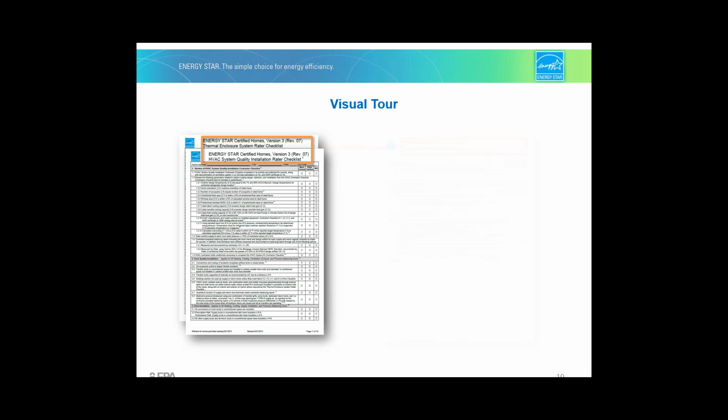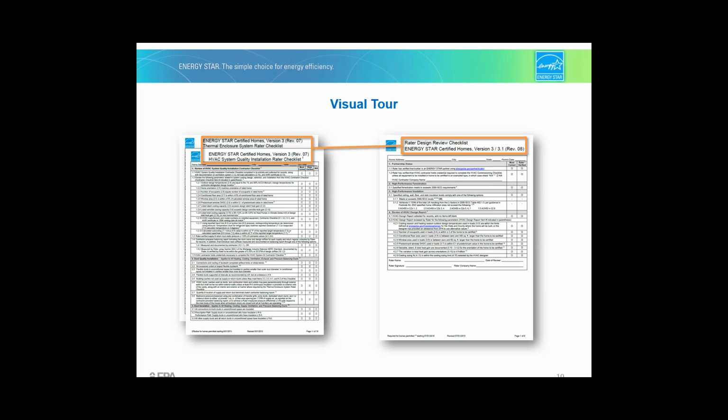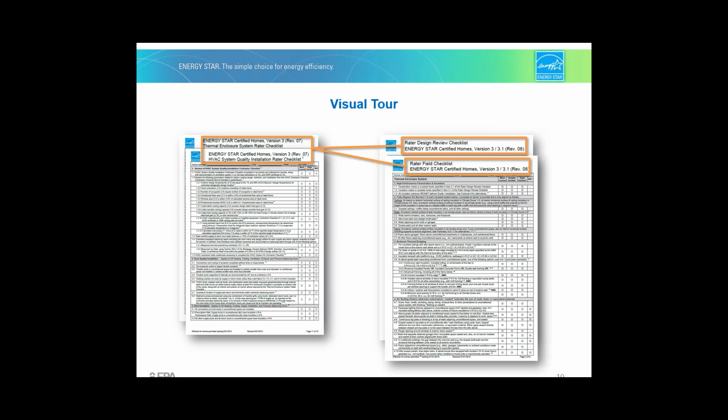The rater design review checklist contains all the items the rater can complete at the design stage. It's just a half a page long. And the rater field checklist contains all the items to be completed in the field during construction. It's 1 page front and back.